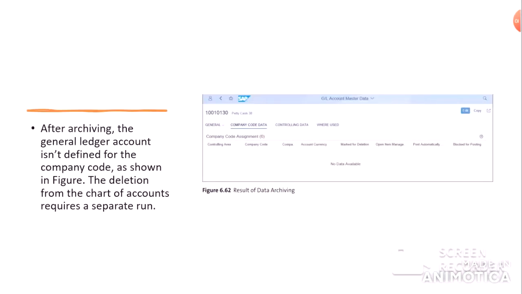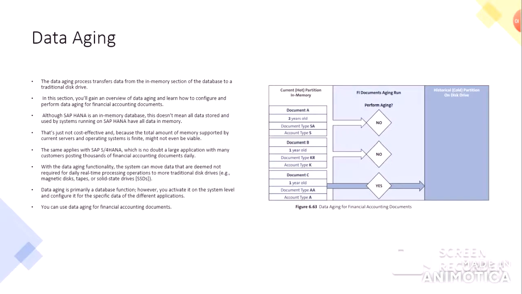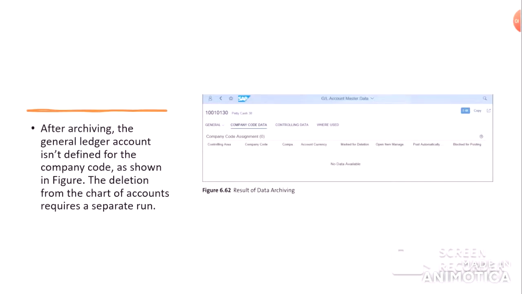After archiving, the general ledger account isn't defined for the company code, as shown in the figure. The deletion from the chart of accounts requires a separate run. Okay. So this is how the data archiving works for a particular GL account.